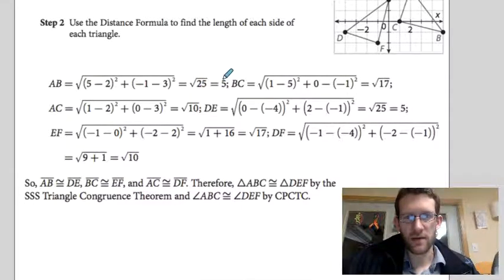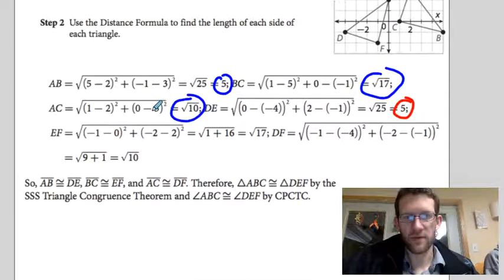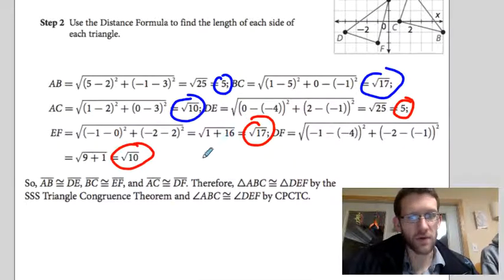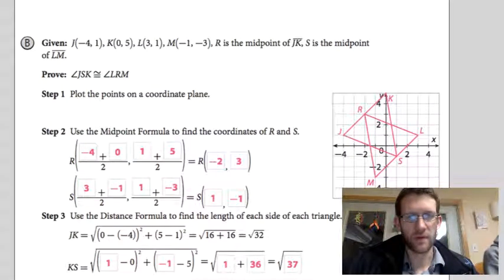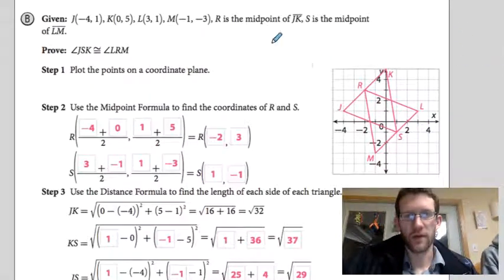So AB is 5, BC is square root of 17, and AC is square root of 10. All right, DE is 5, EF is square root of 17, and DF is the square root of 10. So are these triangles congruent? Yes, the triangles are congruent. Therefore, we can conclude that the two corresponding angles are congruent.